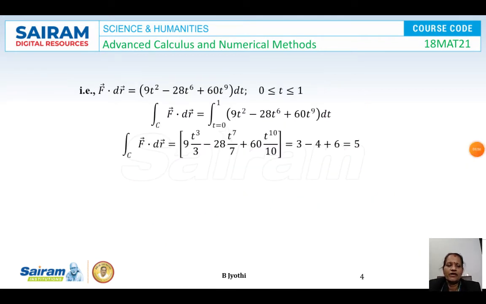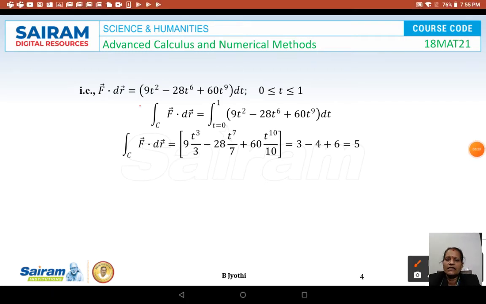So, when we simplify that, what we are getting is 9t square plus 28t to the power of 6 plus 60t to the power of 9 into dt. That is actually F dot dr, where t is varying from 0 to 1. Now, let us consider the integral F dot dr. This is equal to the integral from t equal to 0 to 1 of 9t squared minus 28t to the power of 6 plus 60t to the power of 9 into dt.